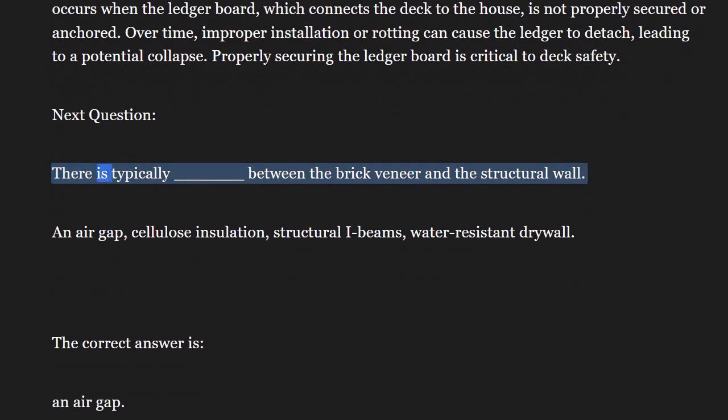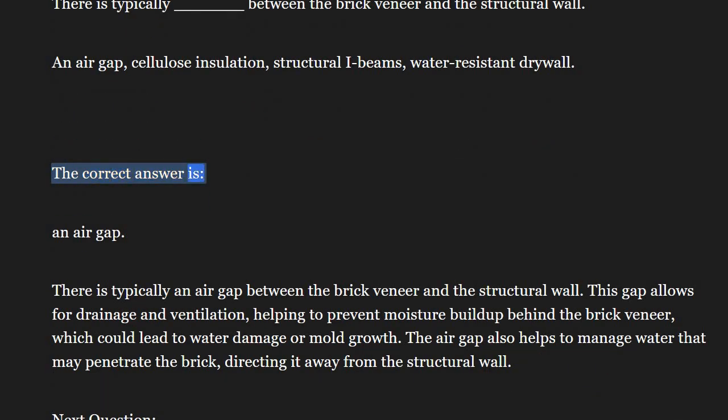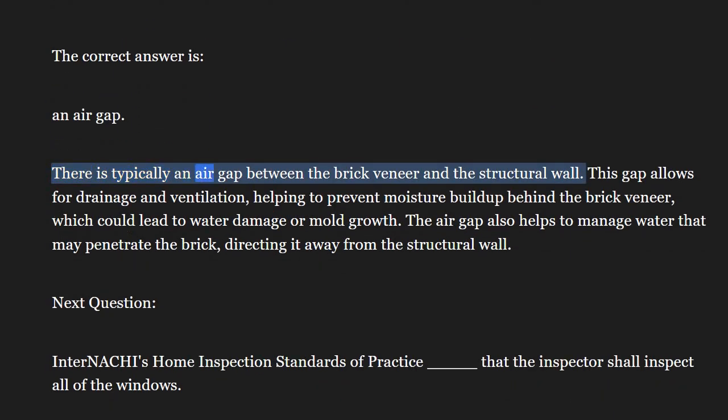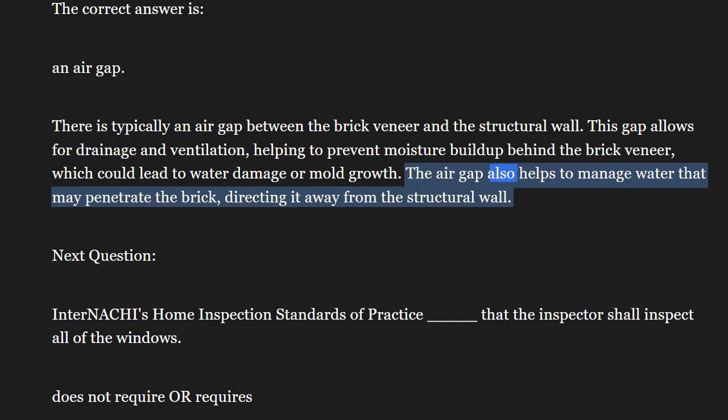Next question. There is typically between the brick veneer and the structural wall an air gap, cellulose insulation, structural I-beams, water-resistant drywall. The correct answer is an air gap. There is typically an air gap between the brick veneer and the structural wall. This gap allows for drainage and ventilation, helping to prevent moisture buildup behind the brick veneer, which could lead to water damage or mold growth. The air gap also helps to manage water that may penetrate the brick, directing it away from the structural wall.